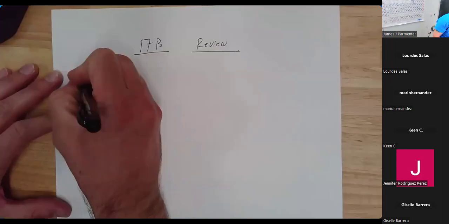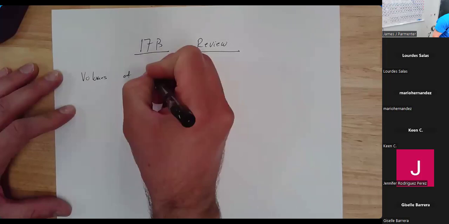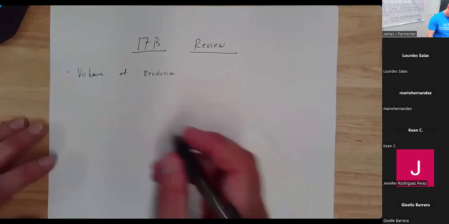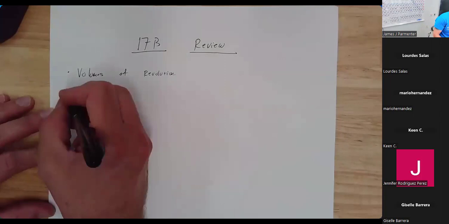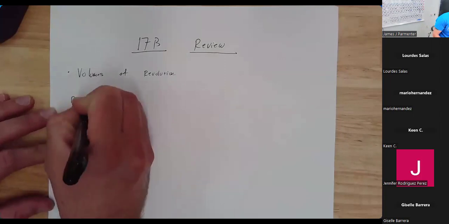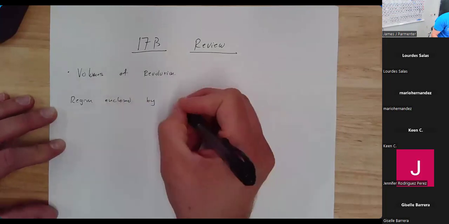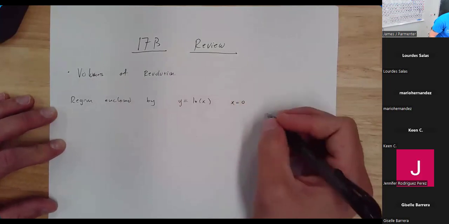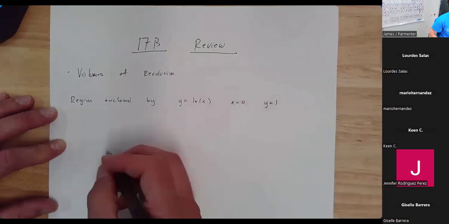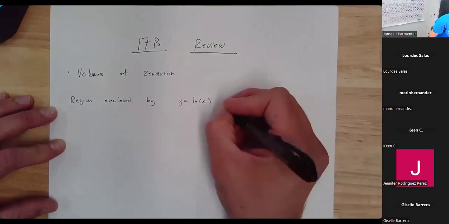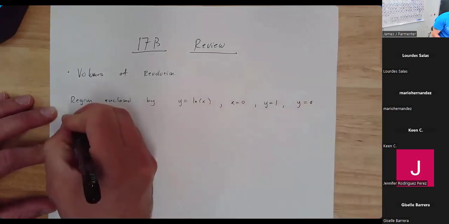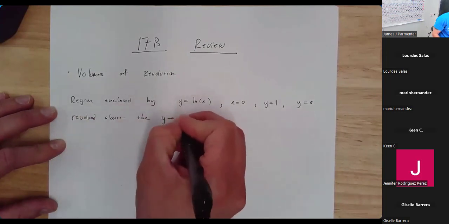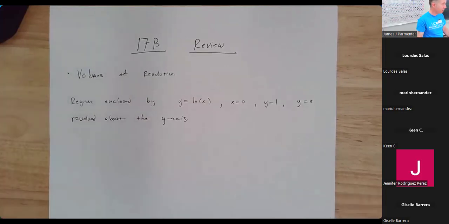So volume of revolution. And let's say we have the following region. And we'll do two of these. So the region enclosed by y equal to the natural log of x, x equal to 0, y equal to 1, and y equal to 0, revolved about the y-axis. So we're going to find that volume.